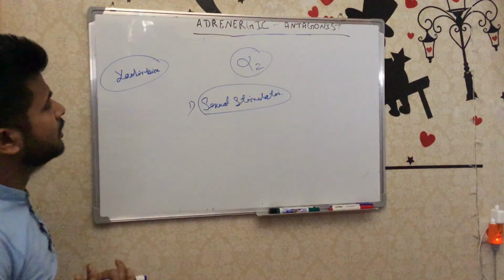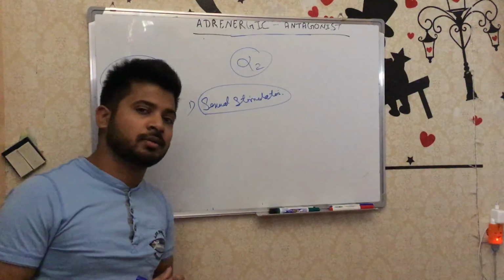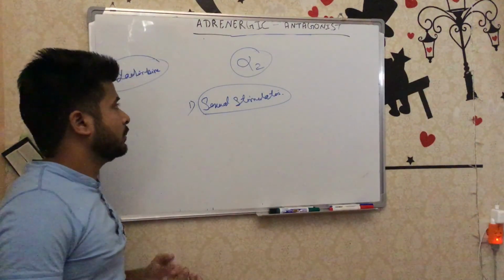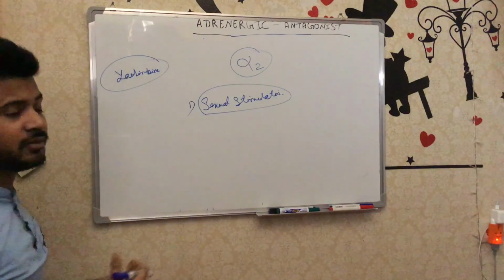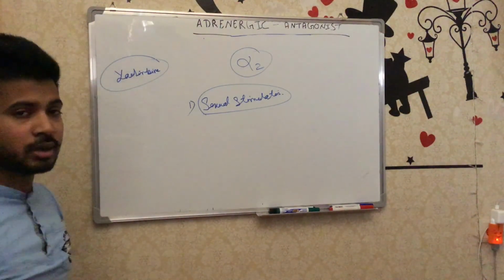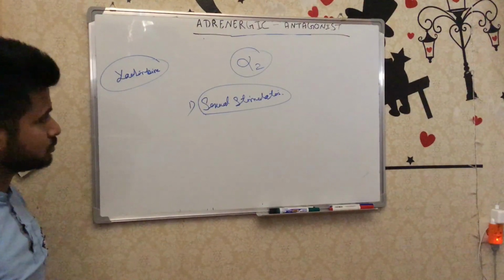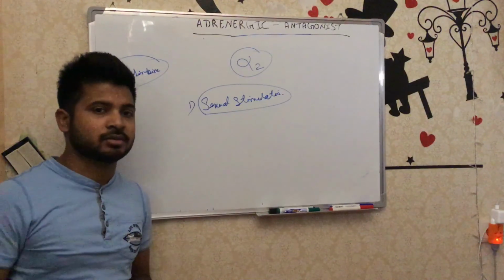So these are the main indications and main side effects where we can use them. In the next session we'll discuss the beta blockers, beta 1 blocker and beta 2 blocker, about the indications and contraindications. So hope you will understand. Thank you. Next session we'll discuss very soon.